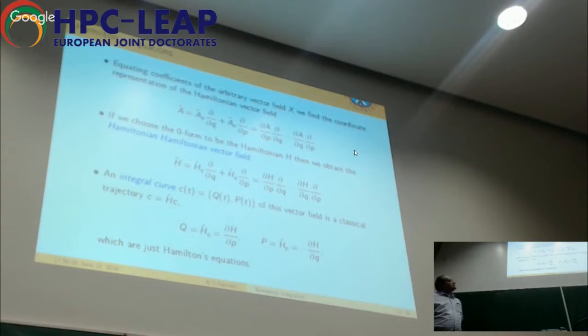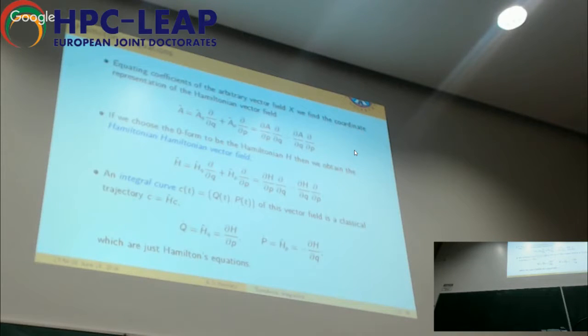So A hat is just a vector field whose coefficient of d by dq is dA by dp, and minus dA by dq is the coefficient of d by dp. So we've got the anti-symmetry, and the p's and q's swap over due to this fundamental two-form.